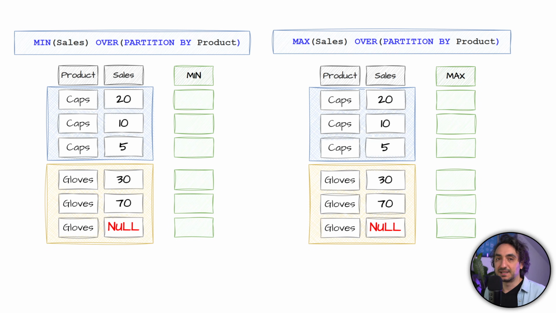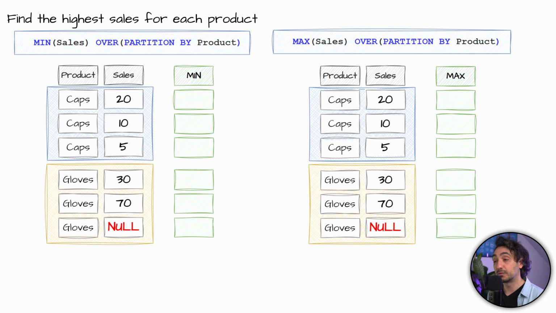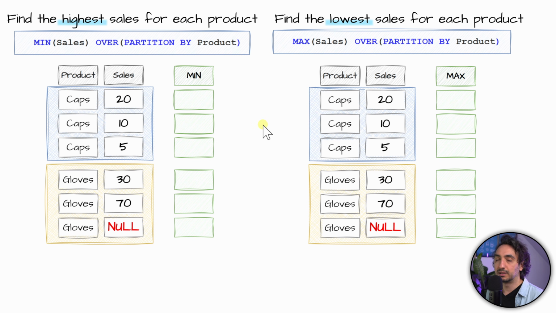Alright, so now we have the same data and we have two tasks. First, we have to find the lowest sales for each product, and the second one, side by side, we would like to find the highest sales for each product. So we're going to use min and max, and as you can see, the syntax is very simple. Min of sales, and then the partition is going to be by the product, and here as well the same thing but with max.